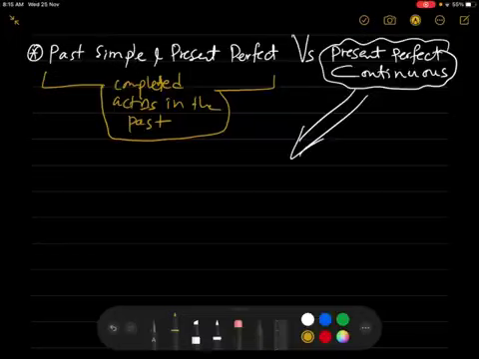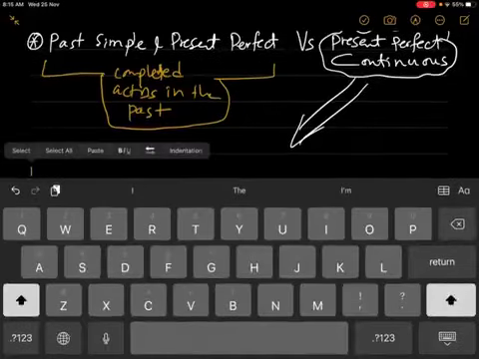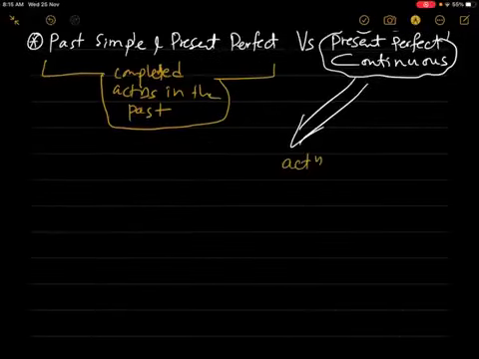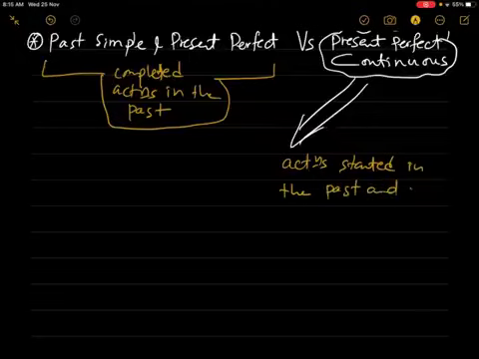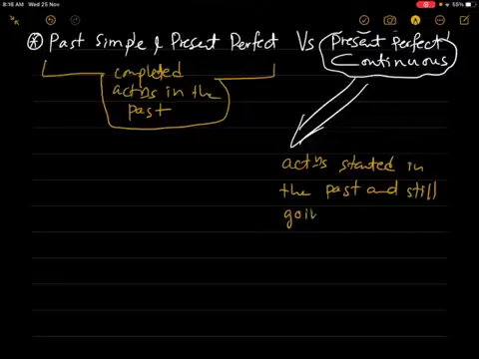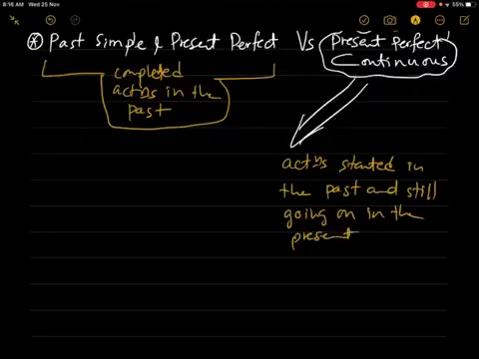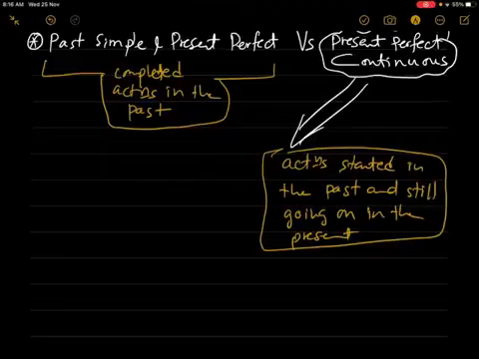But let's here tackle the difference between both of them and present perfect continuous. When we use present perfect continuous, we express actions that started in the past and still going on in the present. Okay? Actions that started in the past and are still going on in the present.